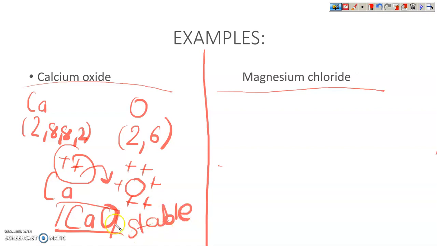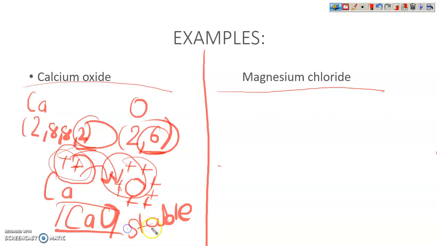You know what the main point is? You should look at the outer shells, the outer orbits, the number, and then you should draw the outer orbits like this, and then you will see that here it needs two more electrons. So if it gets them, they will form CaO. Now it becomes stable.